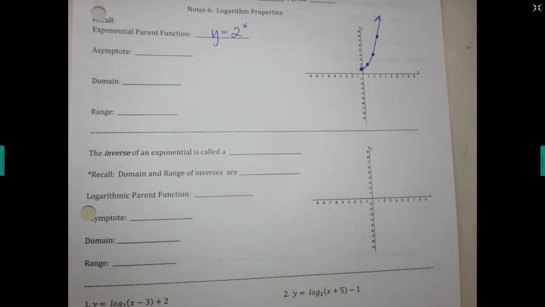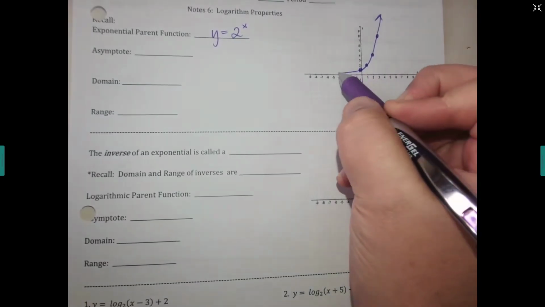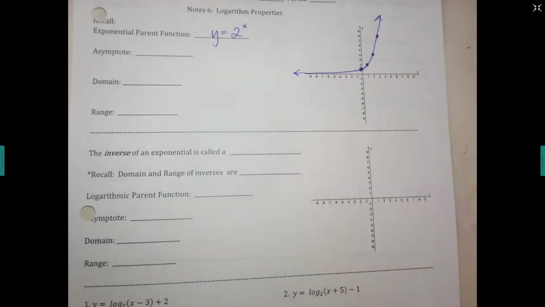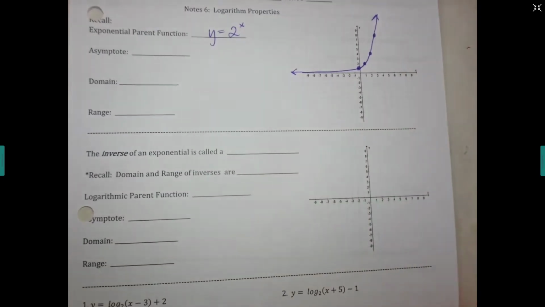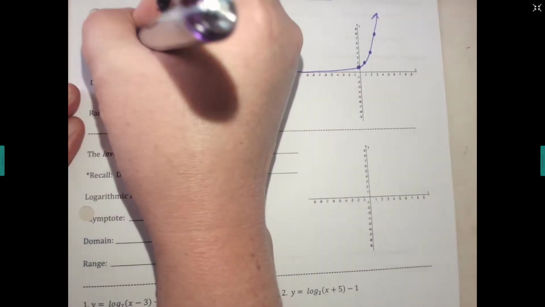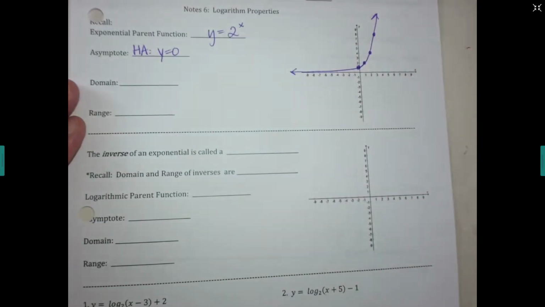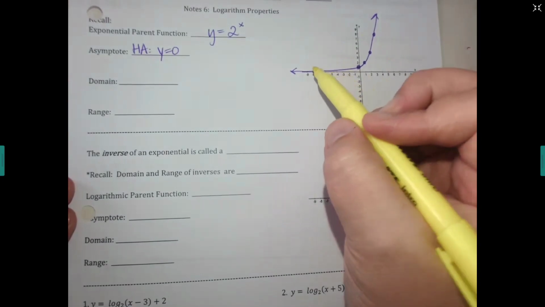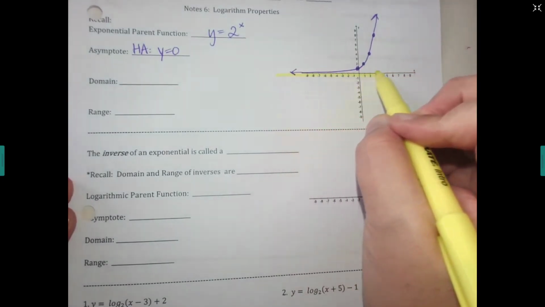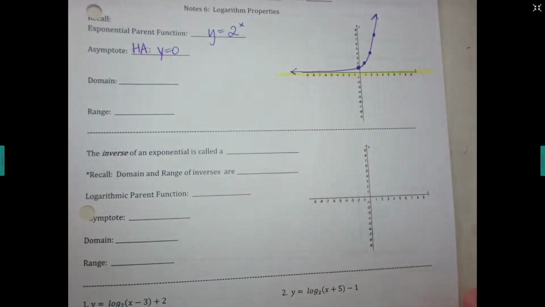Now, as you trace to the left, hopefully you remember it levels off towards 0, but it never actually crosses 0. So your asymptote, it's an HA at y equals 0. What that means is you're going to keep getting closer and closer and closer to 0, but you don't ever actually cross it.